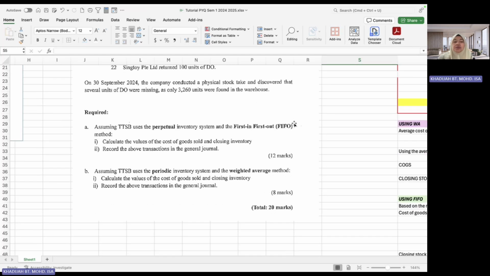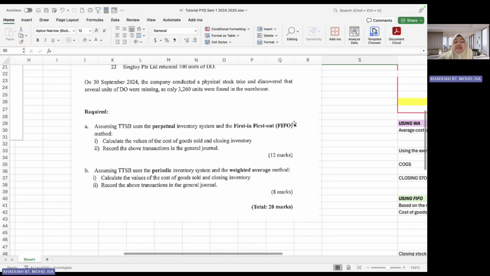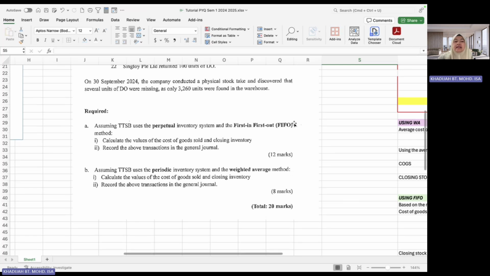Part B: assume TTSB uses the periodic inventory system and the weighted average method. Calculate the value of the cost of goods sold and closing inventory, and record the above transactions in the general journal. Part A requires you to do a perpetual inventory system, and the total is 12 marks. The second part, using the periodic inventory system with weighted average, is 8 marks.